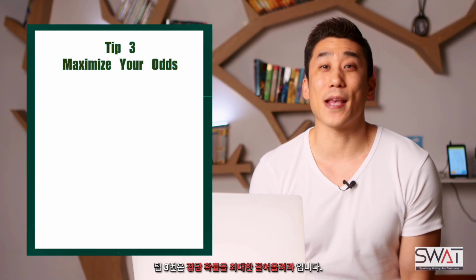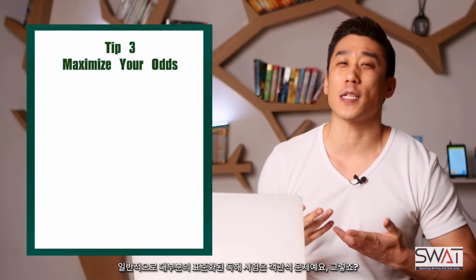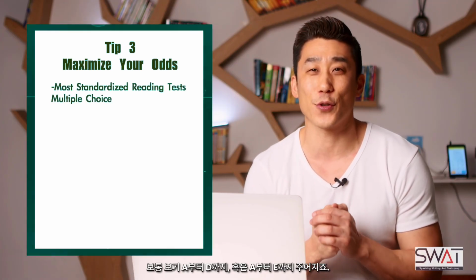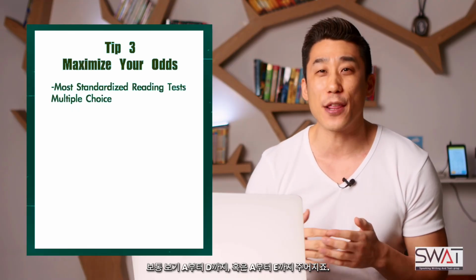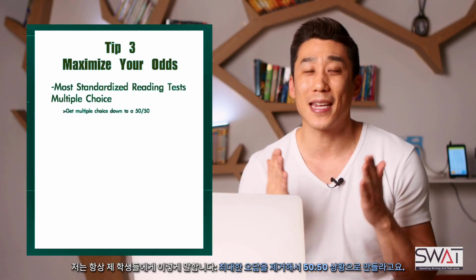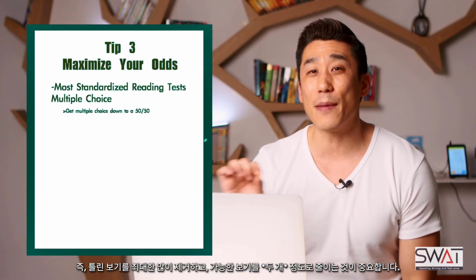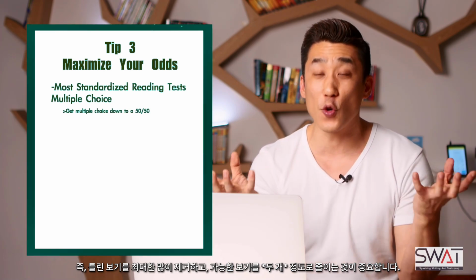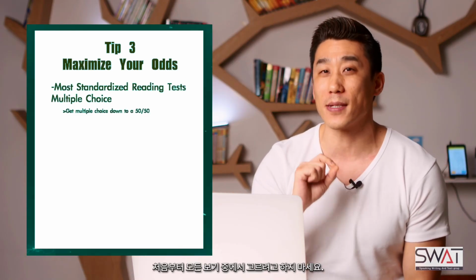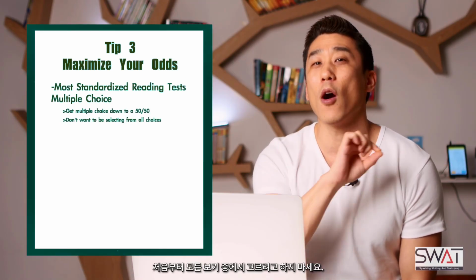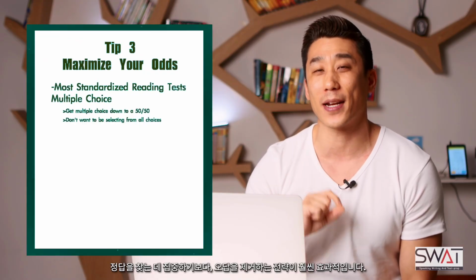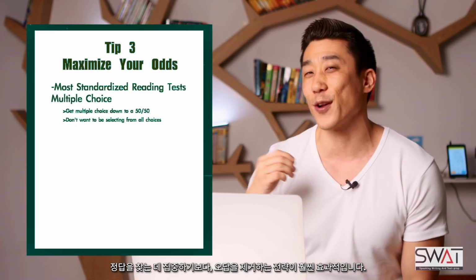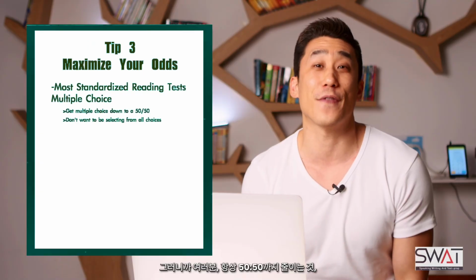Tip number 3 is maximize your odds. So generally speaking, on most standardized reading tests, they're going to be multiple choice, right? So you're going to have either answer choices A through D or A through E. I always encourage my students, get it down to a 50-50. Eliminate as many incorrect answers as you can and get it down to 2 possible answers. You don't want to be selecting from all of your answer choices. Always try to eliminate incorrect answer choices rather than simply focusing on finding the correct answer. So always get it down to a 50-50, guys.